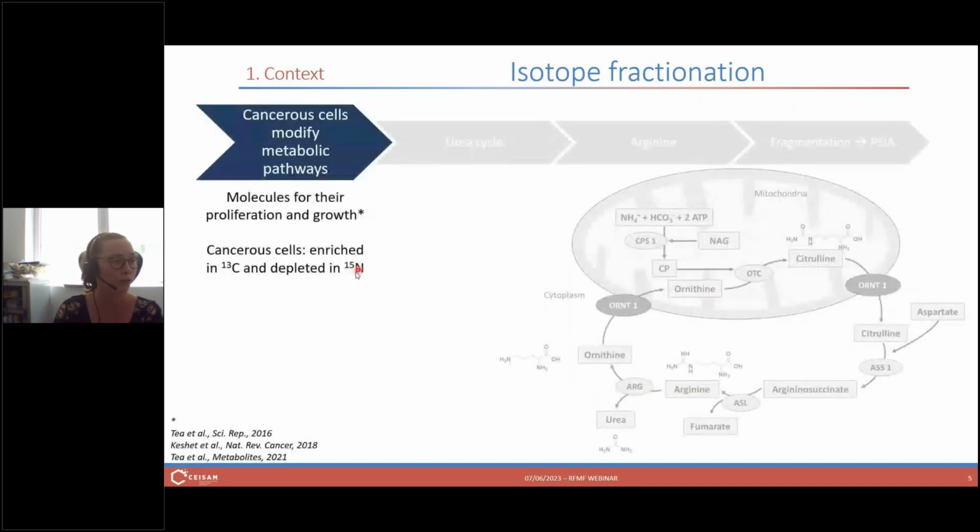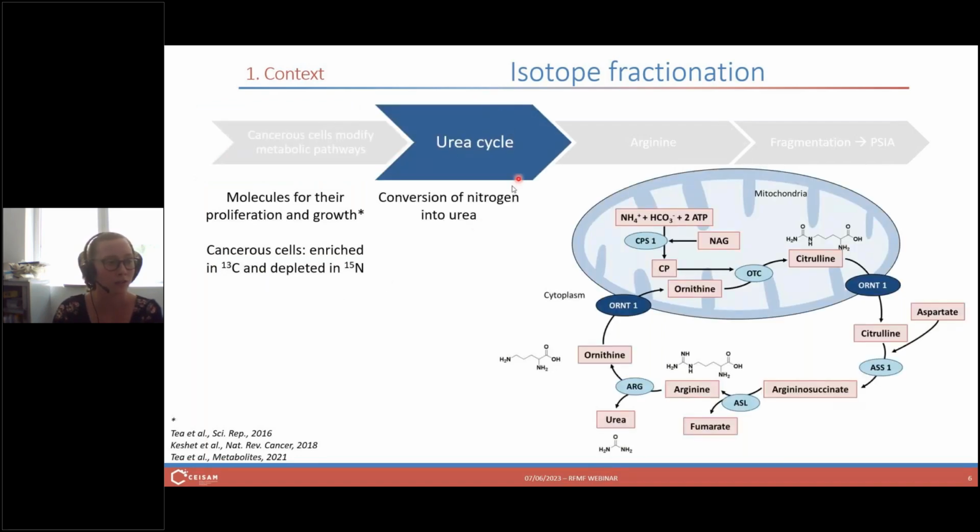So in the frame of health and metabolism study, cancerous cells are able to modify the metabolic pathway in the body in order to produce molecules required for their growth and their proliferation. So for example, in cancerous cells, a previous study noticed that these cells were enriched in carbon-13 and depleted in nitrogen-15. For example, the urea cycle was impacted by these cancerous cells, and it converts the excess of ammonium in the body into different metabolites and into urea.